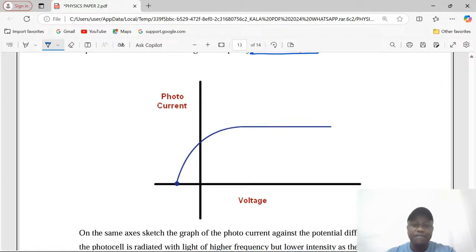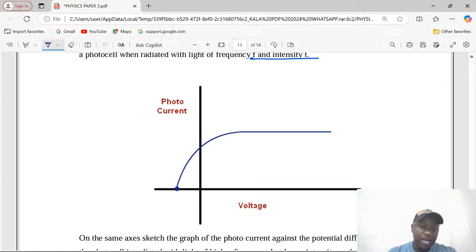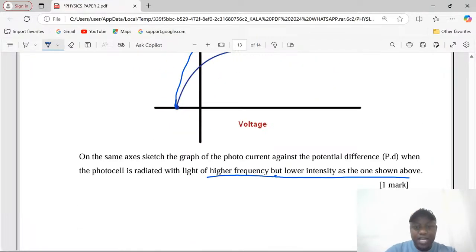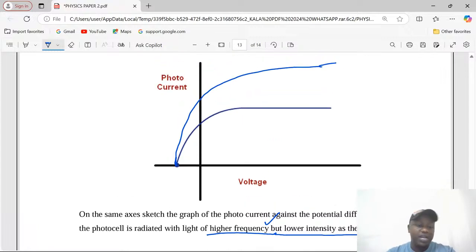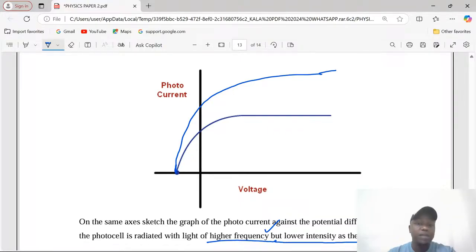So we will have the photocurrent increasing. The photocurrent will be a bit higher, because we are increasing the frequency, which means we will have a lot of energy and more photoelectrons will be emitted.